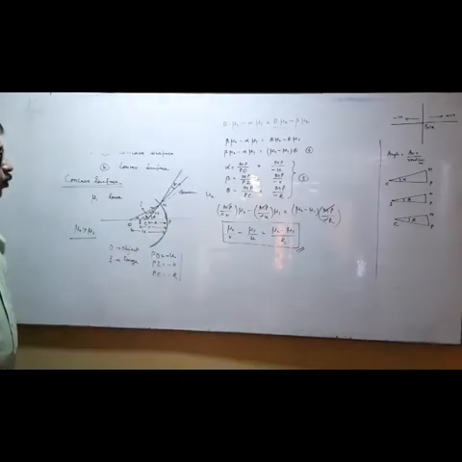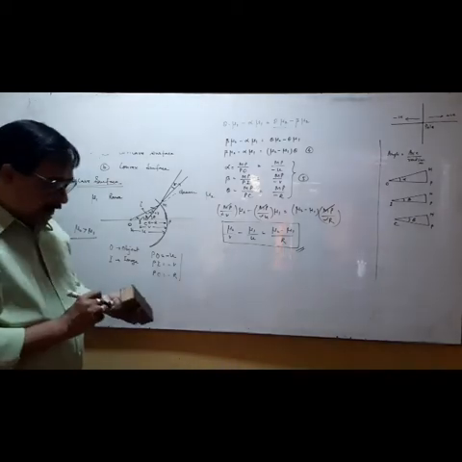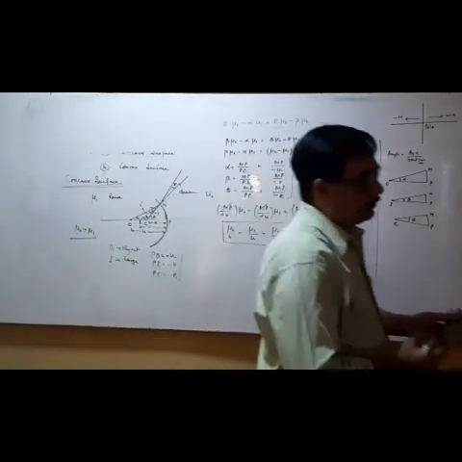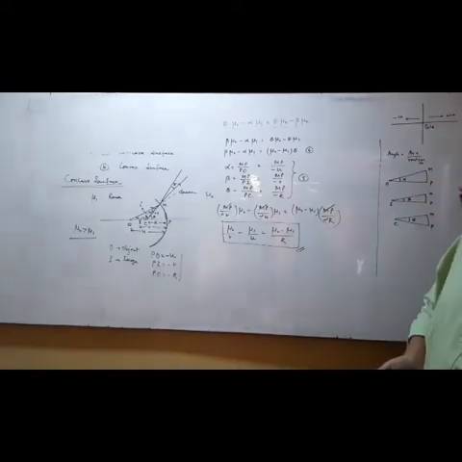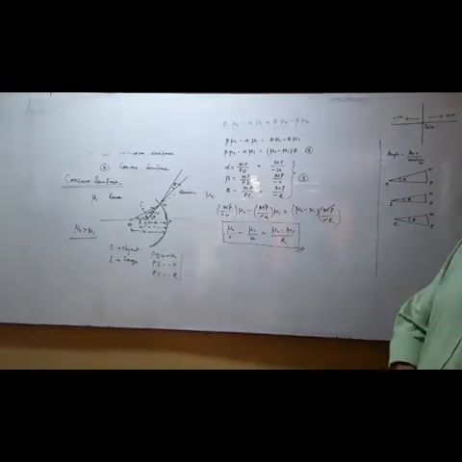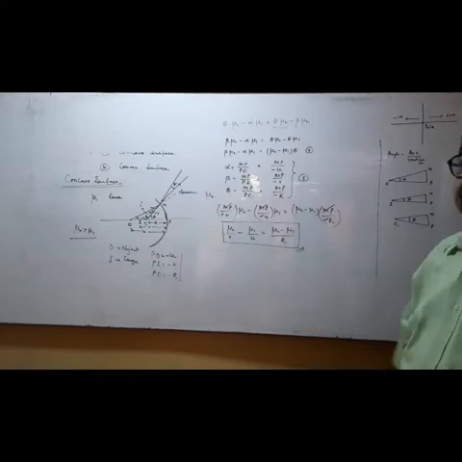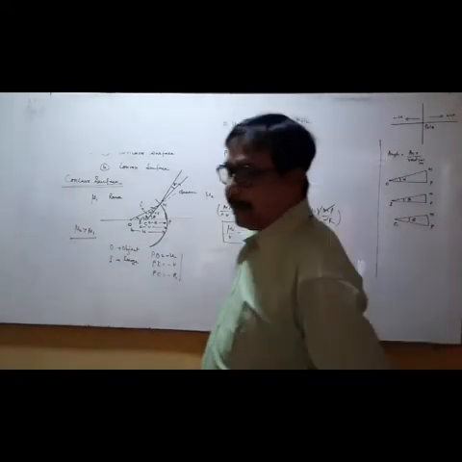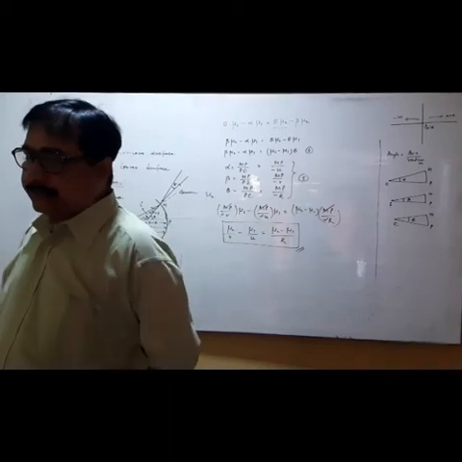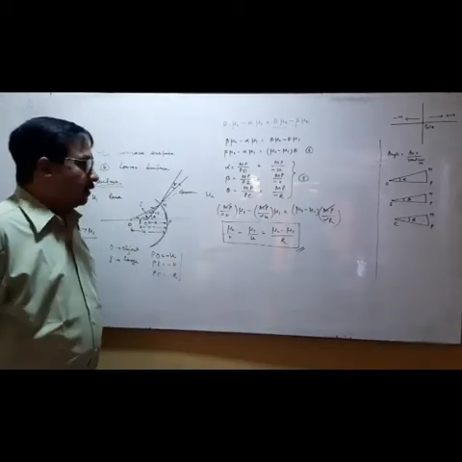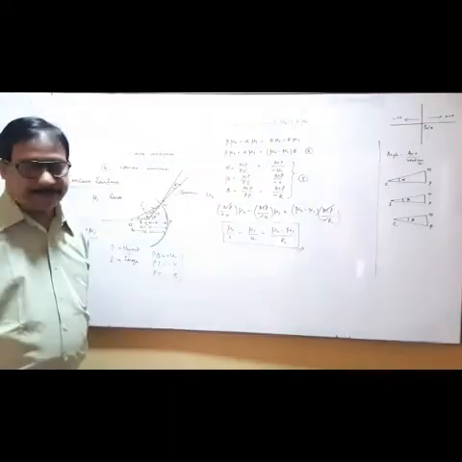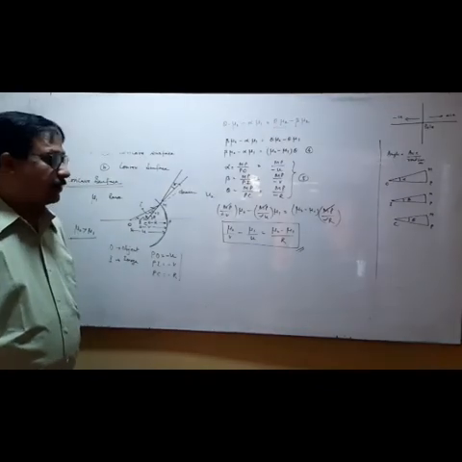This is derivation number 1. When a ray of light passes from rarer medium to denser medium and the surface is concave, we have a result: mu 2 by V minus mu 1 by U is equal to mu 2 minus mu 1 by R.